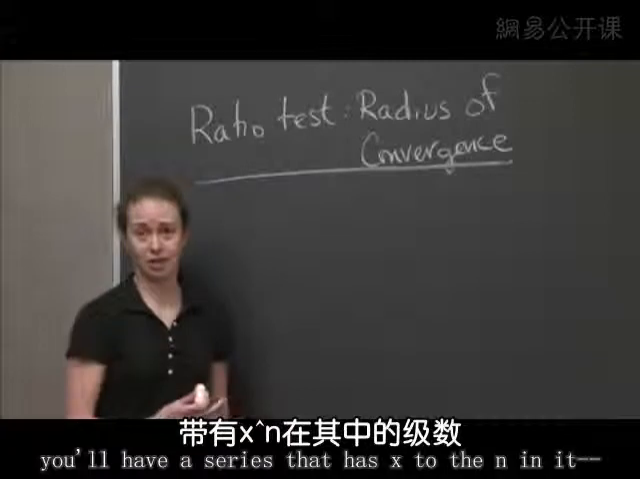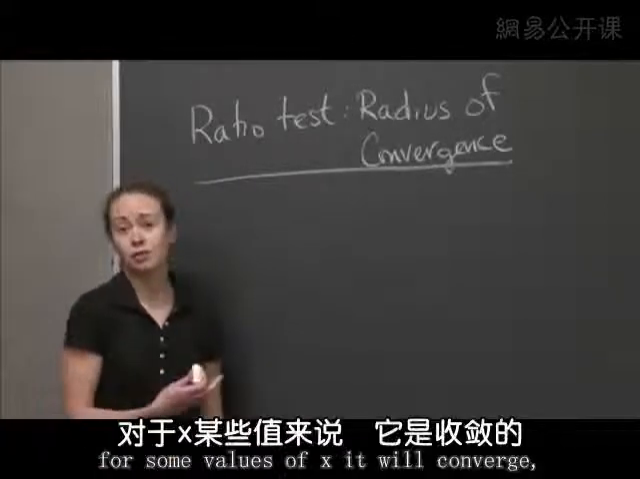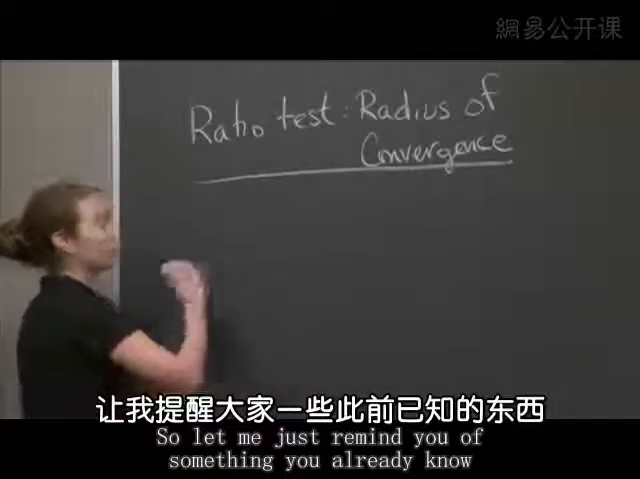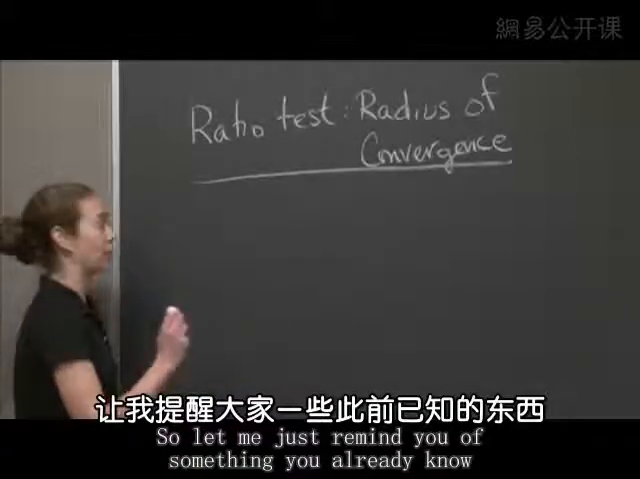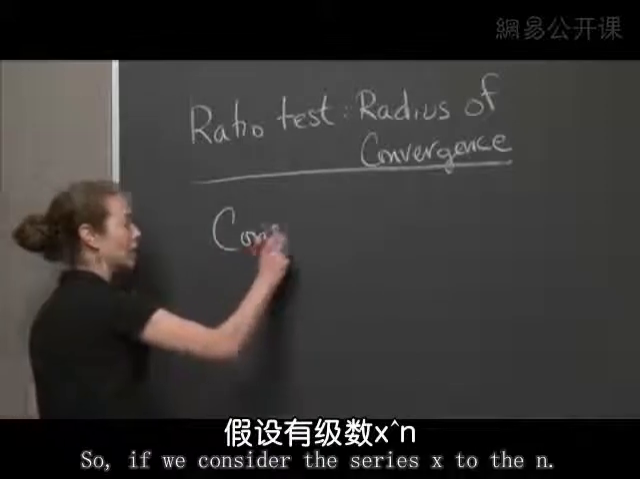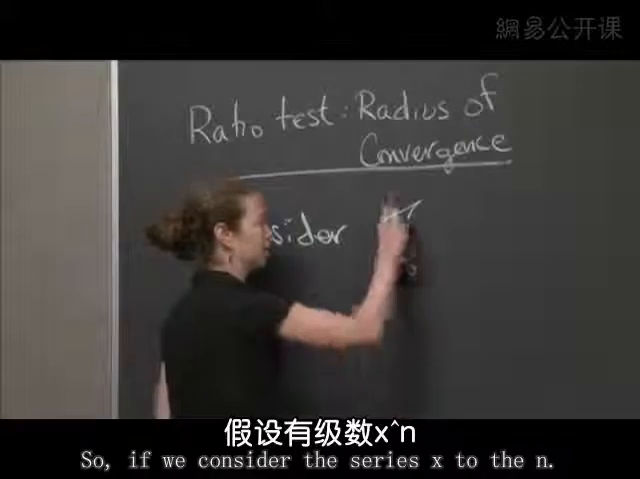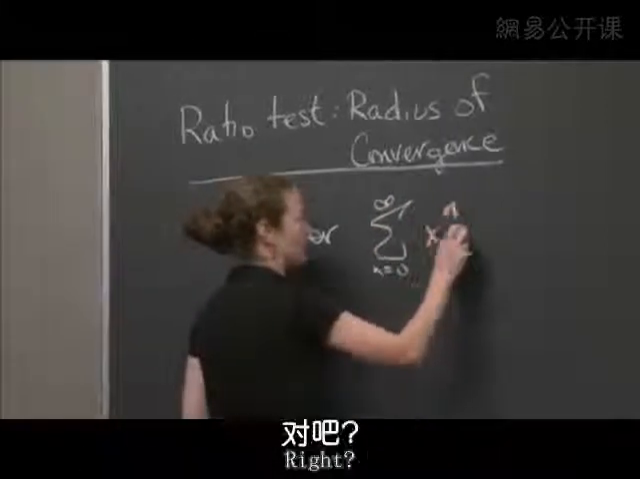a series that has x to the n in it. For some values of x, it will converge, and for some values, it will diverge. So let me just remind you of something you already know. So if we consider the series x to the n, right?